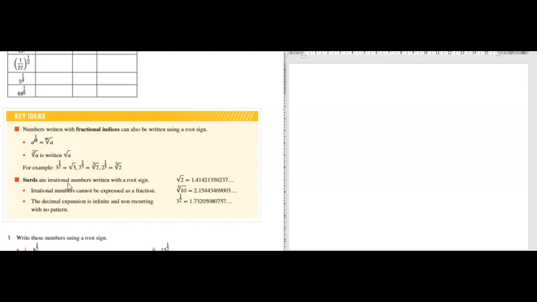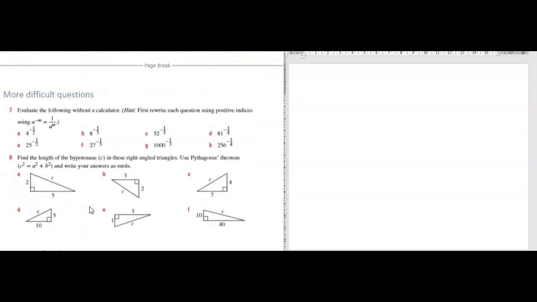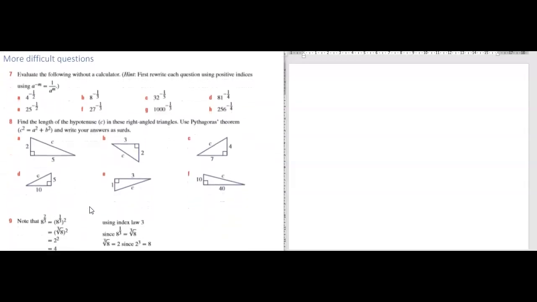If you haven't done the beginning part of 6H, I strongly encourage you to do that because fractional indices relates to surds, and this is probably the first time that you've seen surds, so you really need to cover that theory beforehand. All right, so let's quickly go through some difficult questions.